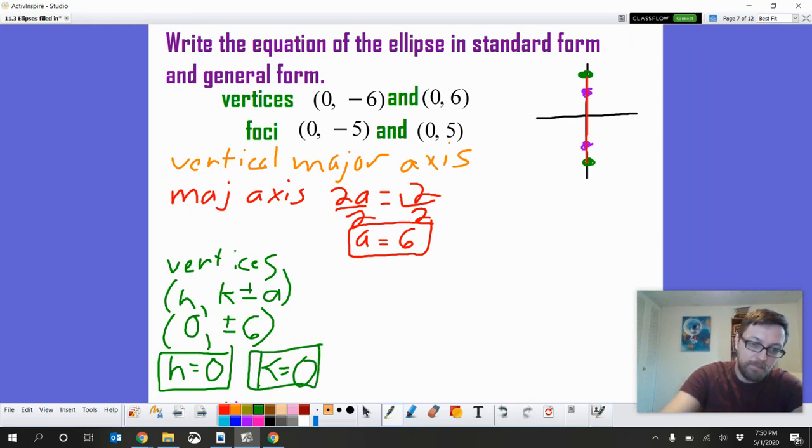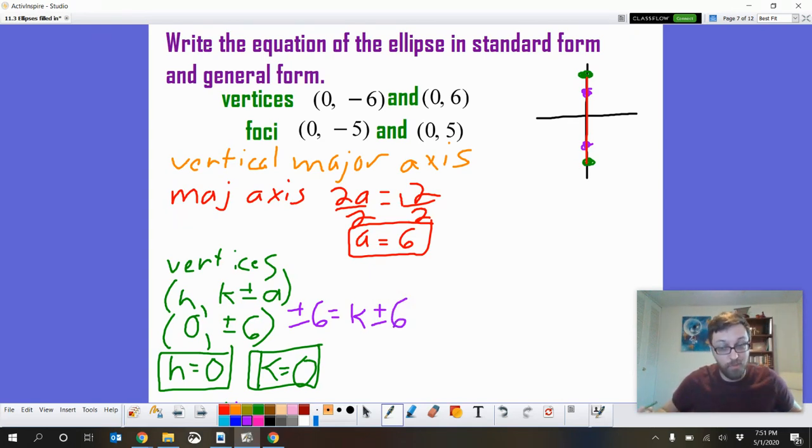Again, what I did is we had plus or minus 6 equals k plus or minus 6. So what would fit in that equation? Finally, we still have to figure out, so we've got a, we've got h and k. We still have to figure out what our b is. In order to figure out what our b is, we're going to use that little goofy kind of Pythagorean theorem thing, c squared equals a squared minus b squared.